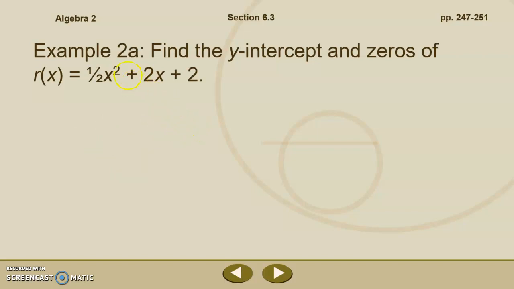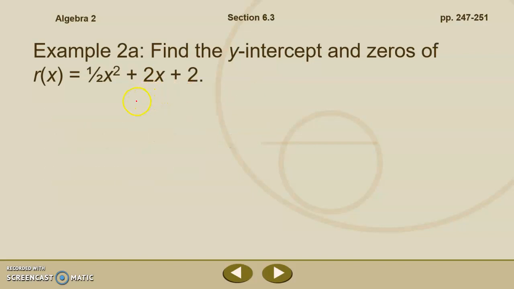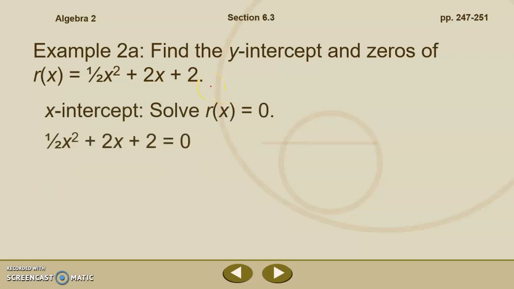Well, the y-intercept is easy. We just set our x equal to 0 and look at our constant term here, and our y-intercept is 2. To find our x-intercepts, we've got to do a little bit more work. So we're going to set that function equal to 0, and we get 0 equals 1/2 x squared plus 2x plus 2. We're going to factor out this 1/2.